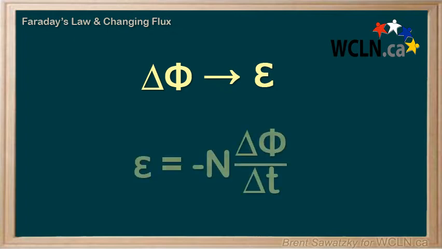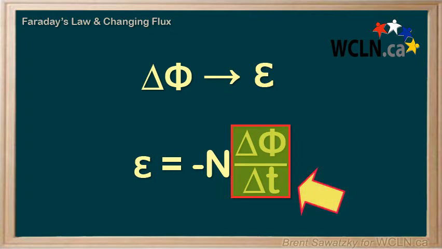So here's our formula for the amount of induced EMF. And let's focus on this portion first. And we note this is a rate. It's the rate of change of flux, dividing by the change in time here.